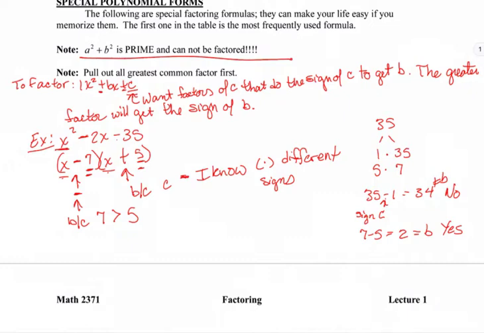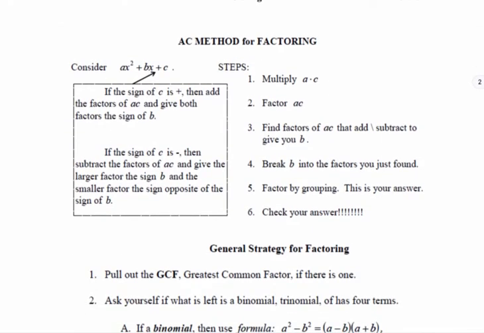Now that leads us into the next method, which is the AC method. How do we factor things that have an A and a C? First we're going to multiply A times C, then find factors of A times C that add or subtract, that do whatever sign is before the C, to give us the number that's B. Then we break that B into two terms. Then we group the first two terms together and the last two terms together and factor out our greatest common factors. And then we check our answers.